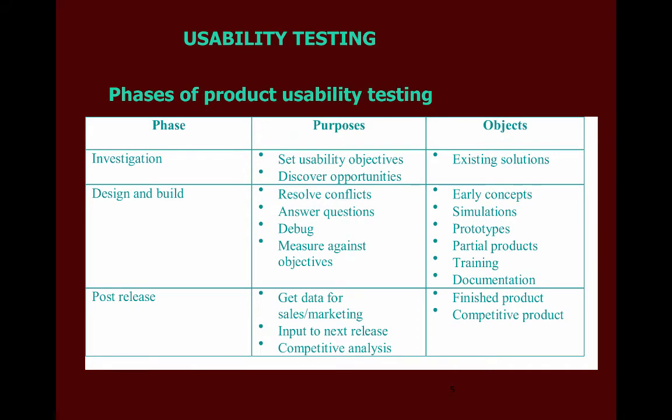So these are the phases for product usability testing in general, applicable to website design, but also for any product that you want to create. So you look at the analysis, you investigate opportunities or the needs, and then you design and build something based on prototypes, documentation, and then you release it, or you get users to test it, and then you can iterate over the phases.